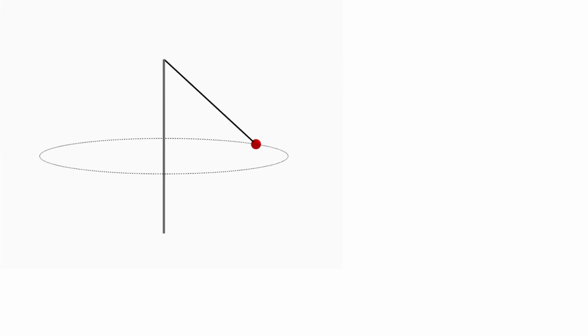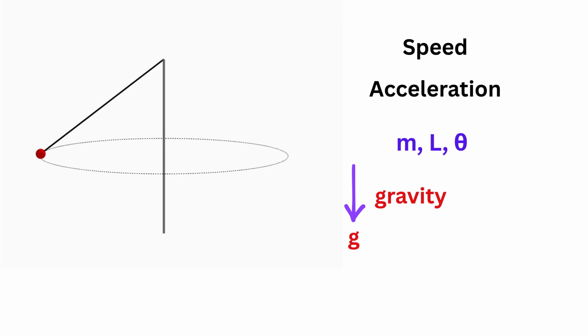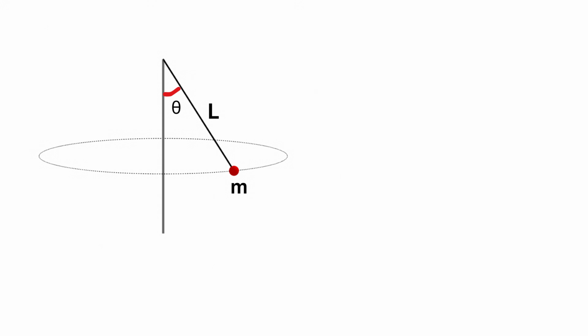Our job is to find the speed and acceleration of this mass using the given parameters and the acceleration due to gravity g, assuming the motion is uniform and air resistance is negligible. Let us now solve this step by step.